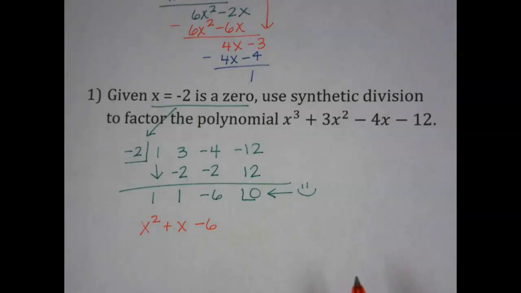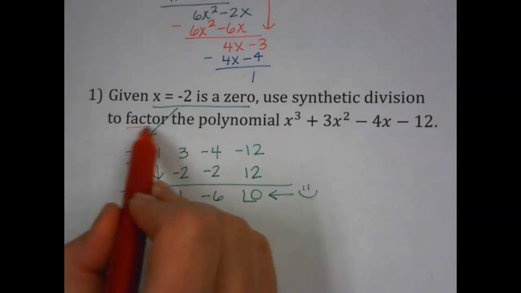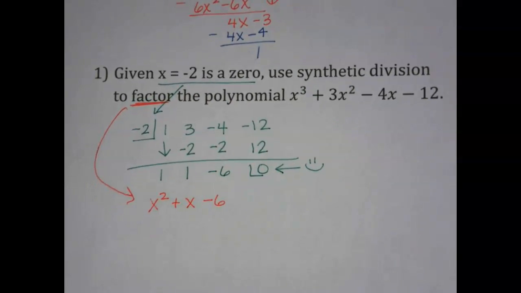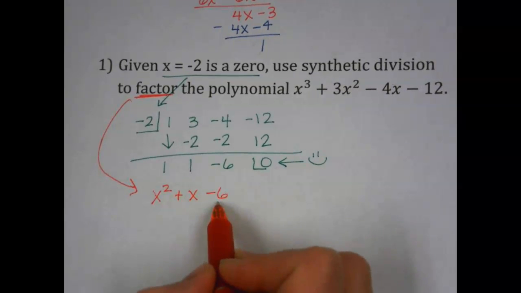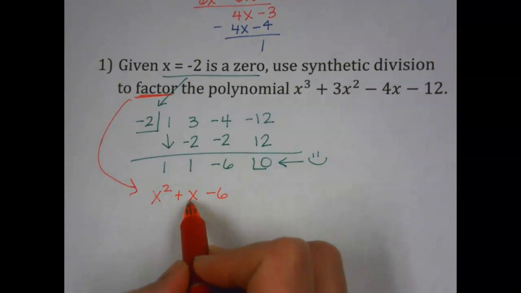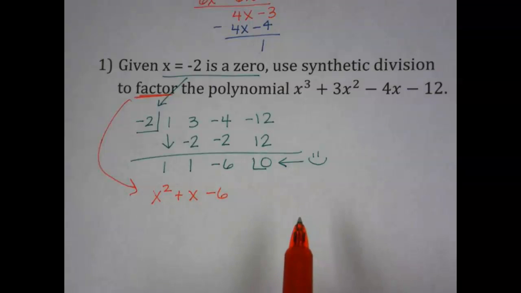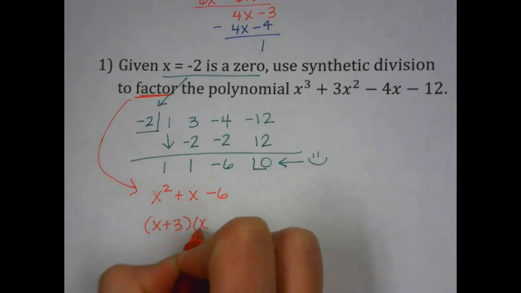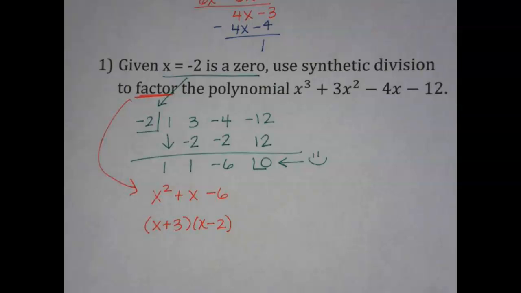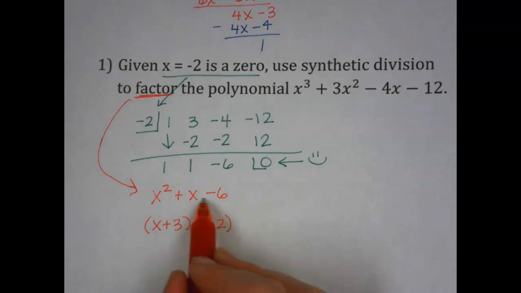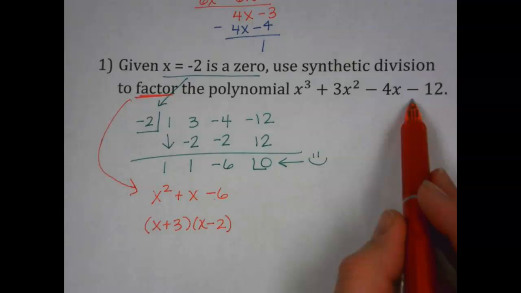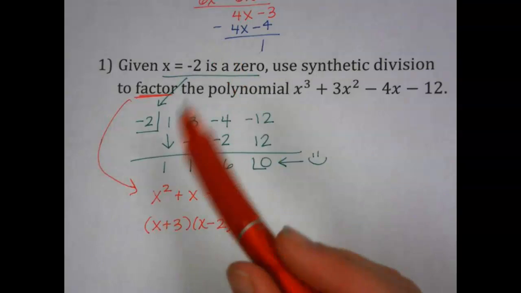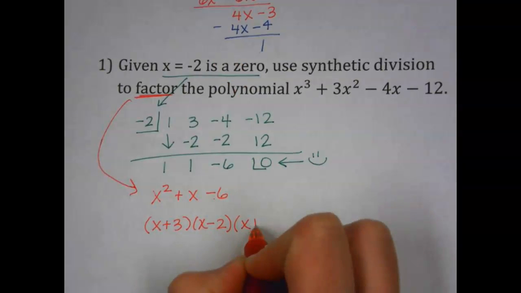And then that's where we stopped last time. But this time it wants us to factor the whole polynomial. So we need to take that answer that we got and factor it. So what multiplies to get negative 6 and adds to get 1? That would be 3 and negative 2. So we have x plus 3 times x minus 2. And then these are just the factors for the quadratic, but we need the factors for the whole cubic. So we have to include this 1 from the very beginning, which would be a factor of x plus 2.